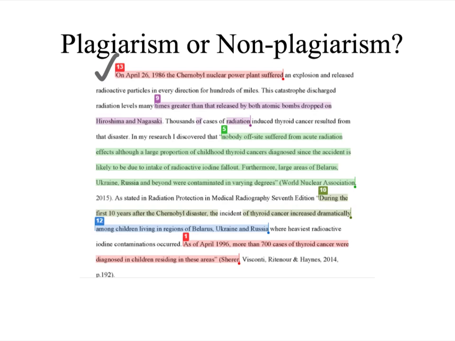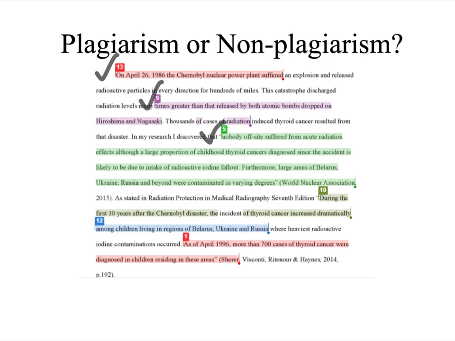The next area also has more than 7 words. It's labeled here with number 9. Those words are all in a sequence, not quoted, not followed by an in-text citation. Therefore, this is word-for-word plagiarism as well.